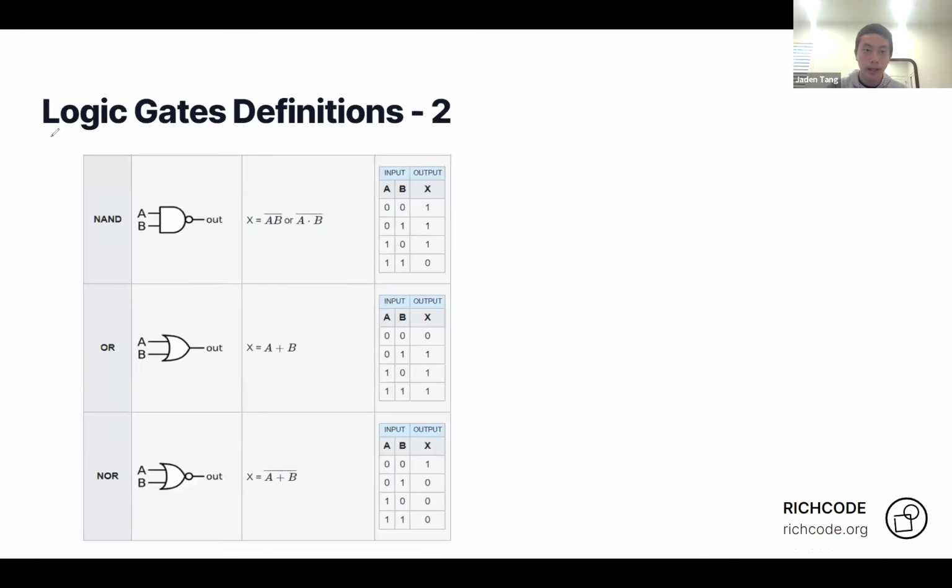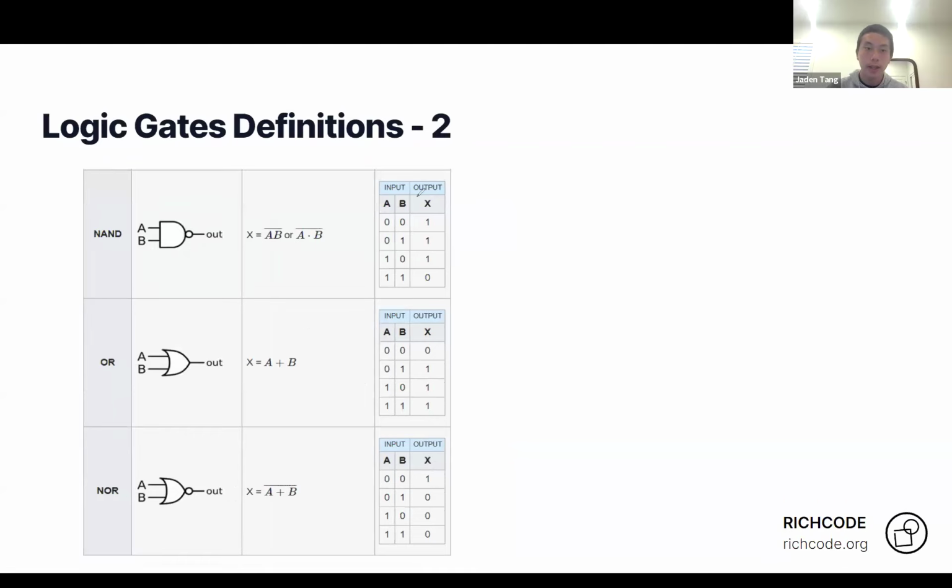And then NAND is basically not of AB, shown as a not of A dot B. And this basically returns true as long as both values are not 1, since AND returns 1 only if both values are 1, and everything else is 0. And not of 0 is 1, so everything else except if both were 1 would be 1. And if both were 1, since AND originally returned 1, we would have to take the not of that, which is 0.